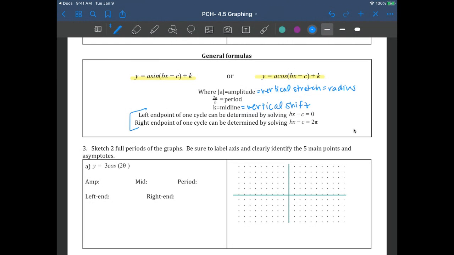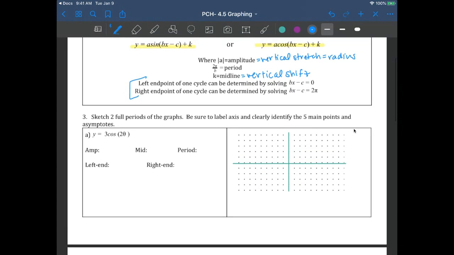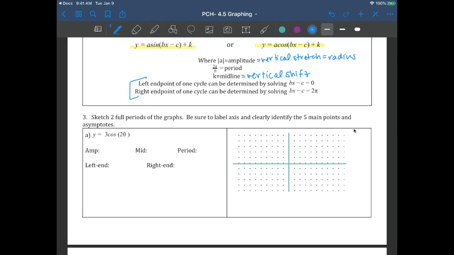So we'll know where the cycle starts by using bx minus c equals 0, and we'll know where it ends by using bx minus c equals pi. So we're going to graph 2 full periods and clearly label 5 points and/or asymptotes, depending on the graph.